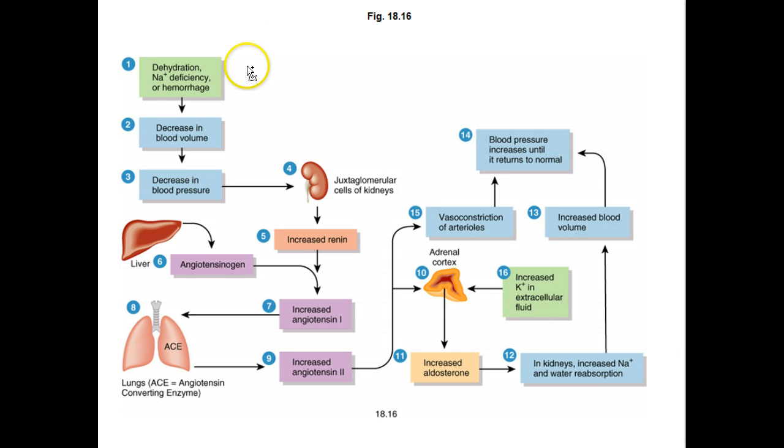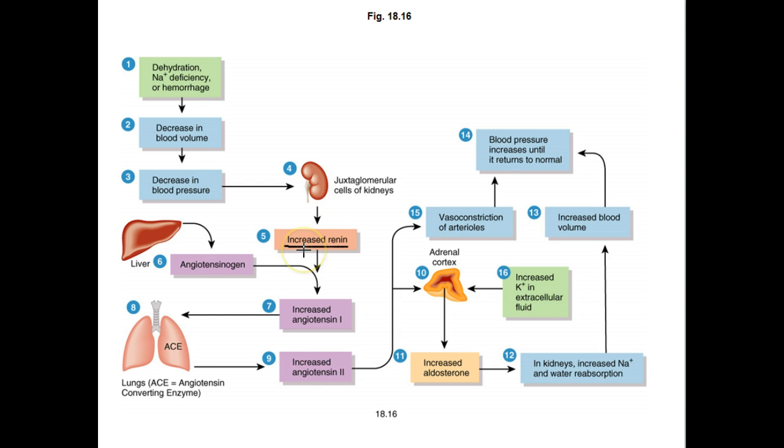So all these things would cause a low blood volume. And because of that, low blood volume equals low blood pressure. All of that is going to trigger the release of renin, or as it's saying here, increased renin. So it's going to trigger the release of more renin by the kidneys. So renin is an enzyme.